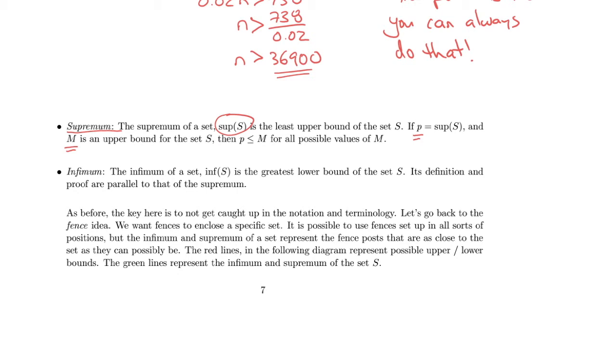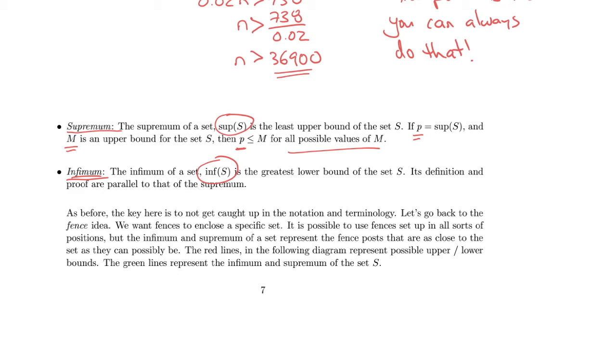Then what we know here is that P is going to be the smallest value of M, for all possible values of M. P is the smallest one. So in other words, the supremum is that upper bound that's closest, as close as possible to the set here. On the other hand, the infimum, and we denote that INF of the set S, is the greatest lower bound.